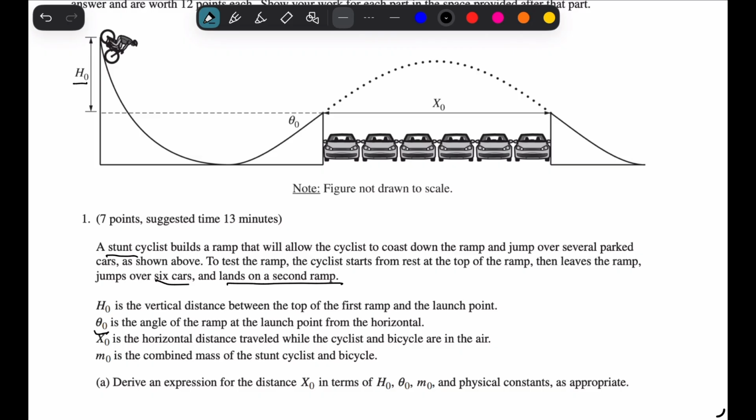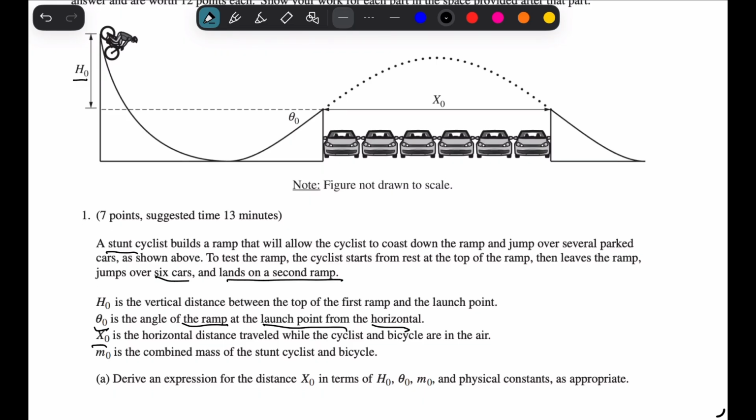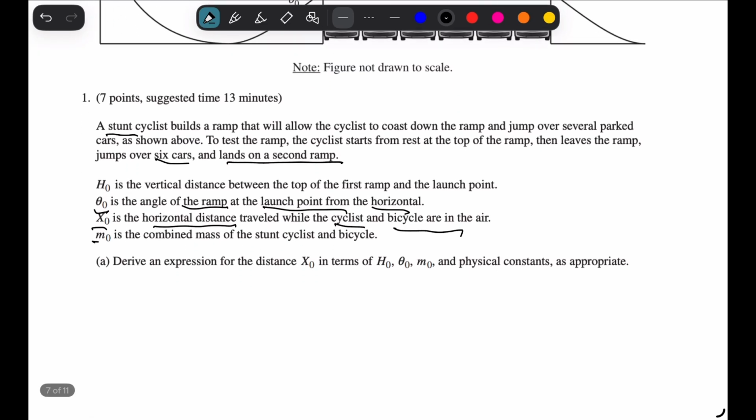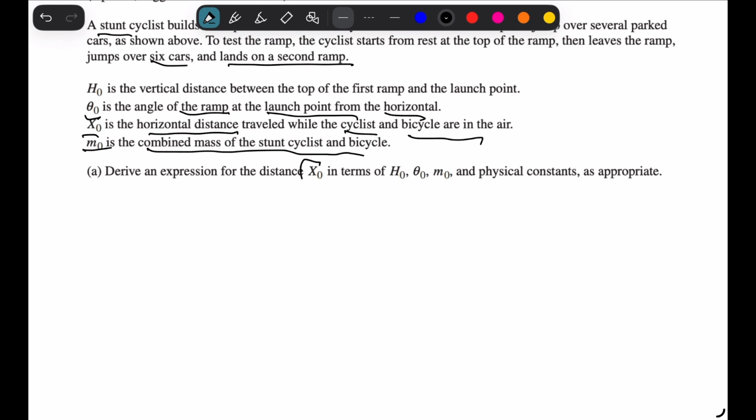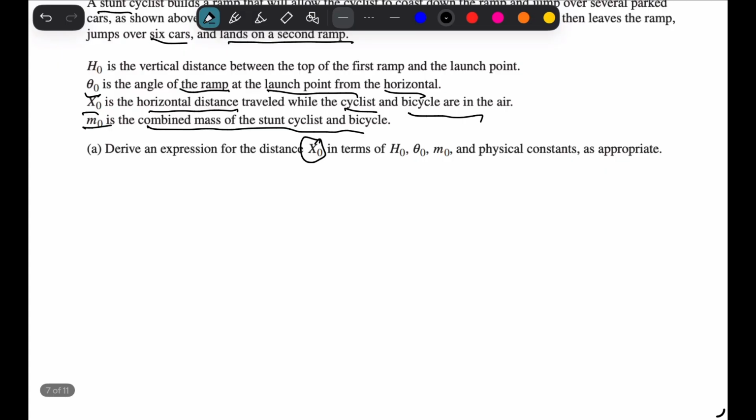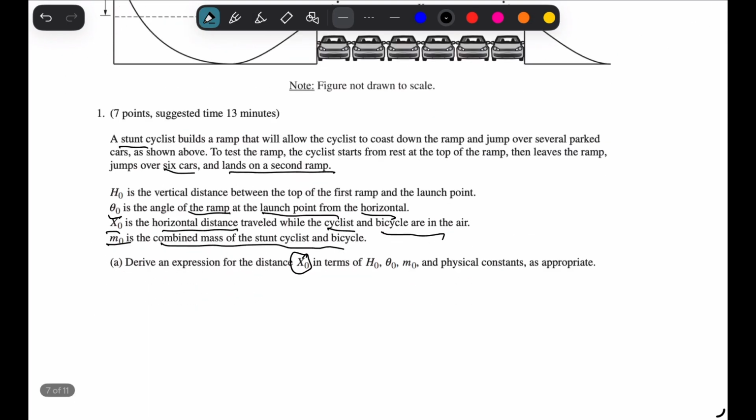Then theta initial is the angle of the ramp at the launch point from the horizontal. We have X initial as the horizontal distance traveled while the cyclist and the bicycle are in the air, and M initial is the combined mass of the stunt cyclist and the bicycle. So we want to derive an expression for X initial in terms of our physical constants. Our approach here is to use energy conservation.